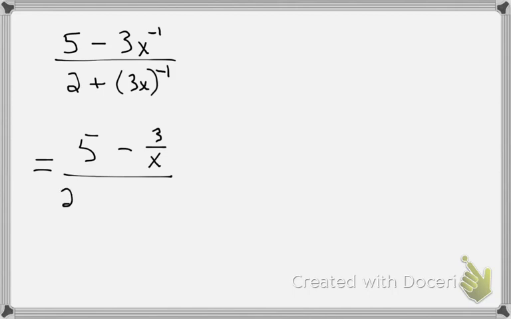Yep, so we got 2 plus 1 over 3x. Who is raised to the negative exponent there? The whole 3x. So guess what? It flips into its own denominator. All right?